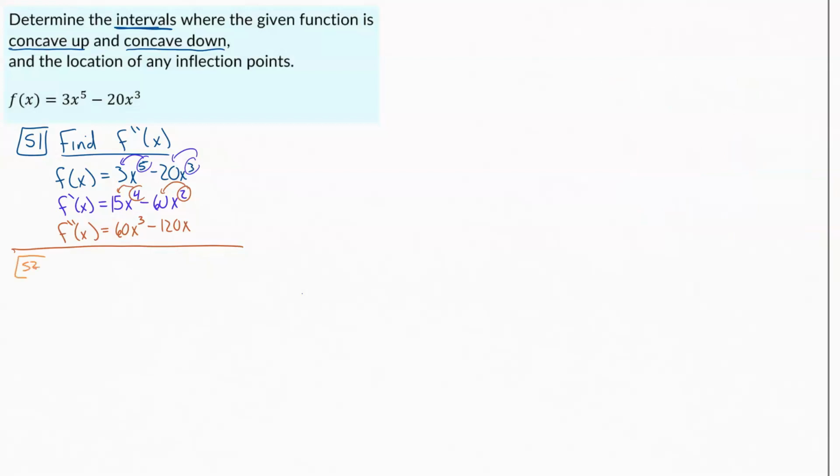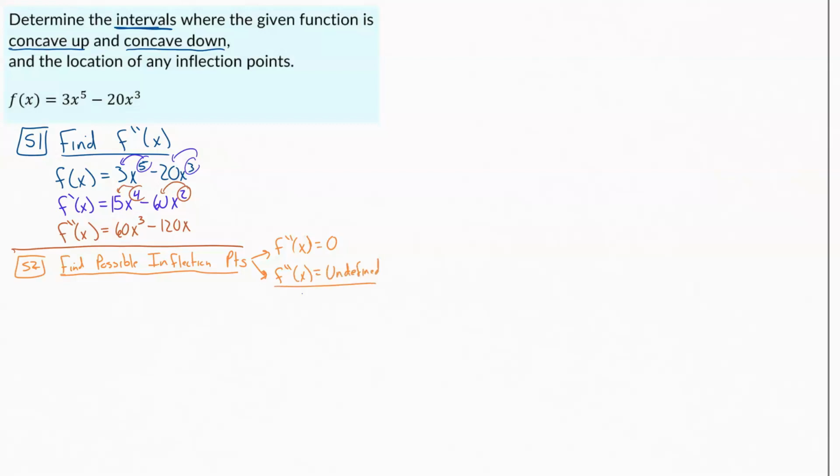Instead of finding critical values, we need to find our possible inflection points. Well, guess what? Critical values happen when the first derivative equals 0, so possible inflection points are going to happen when the second derivative equals 0, or just like with the first derivative, when the second derivative is undefined, not f double prime. So this would be f double prime of x equals 0, and f double prime of x, our second derivative, is undefined.